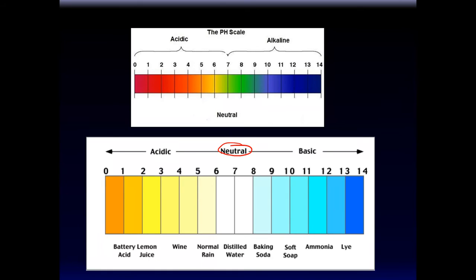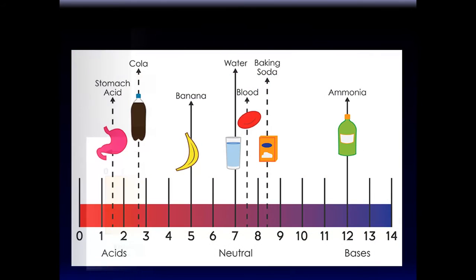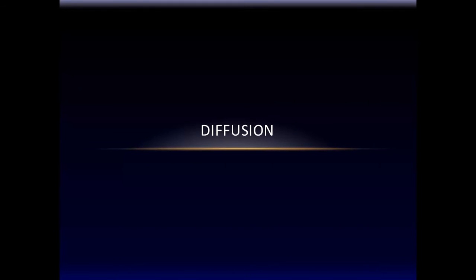Here are examples of some household products with different pH. Battery acid is about 1. Ammonia is 11 or 12, and lye is even stronger. Coca-Cola is pretty acidic. Banana, ammonia. So that's acid-base science.